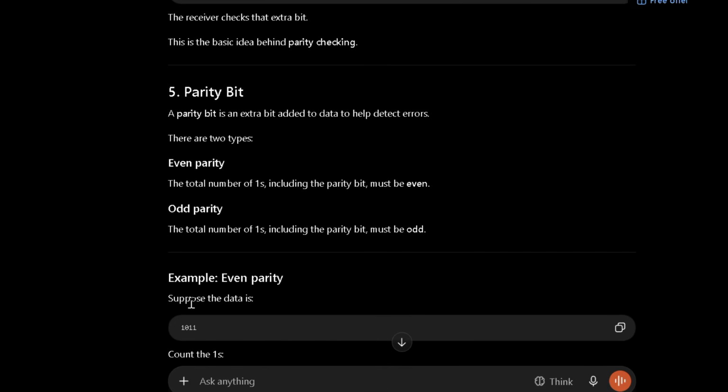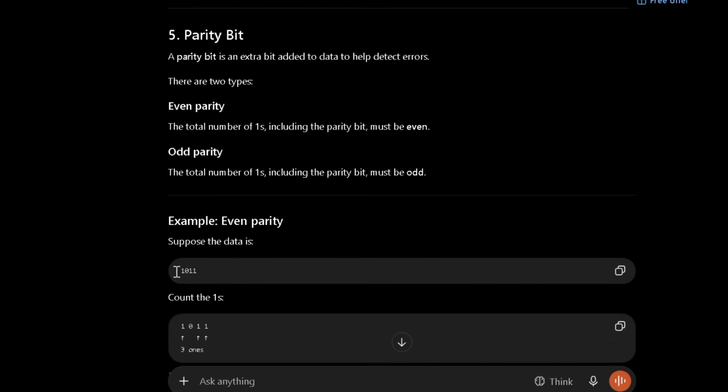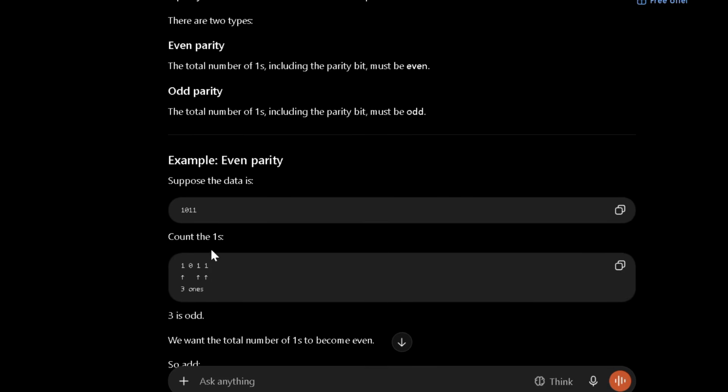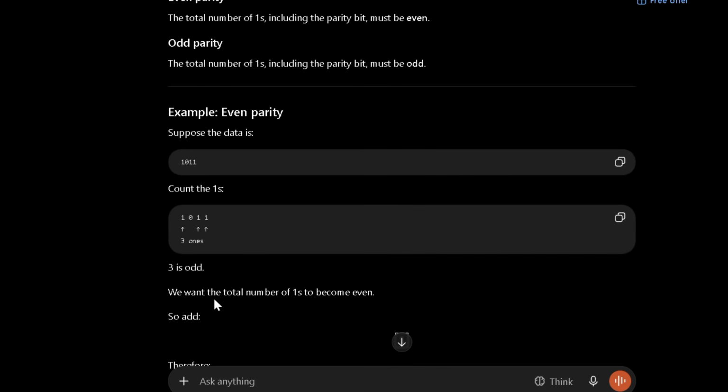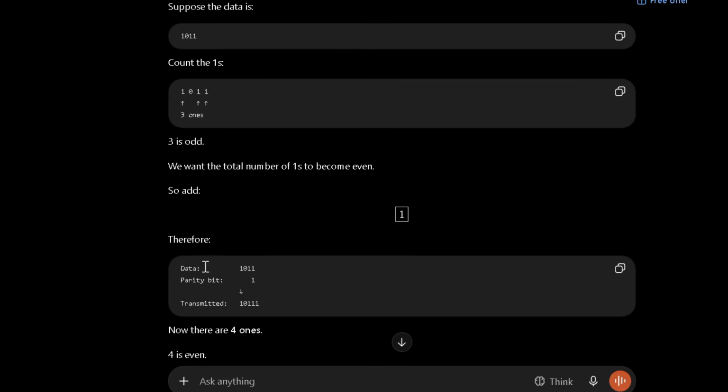Example, even parity. Suppose the data is 1011. Count the ones: three ones. Three is odd. We want the total number of ones to be even, so add a 1. Therefore, data equals 1011, parity bit 1. Transmitted: 10111. Now there are 4 ones.